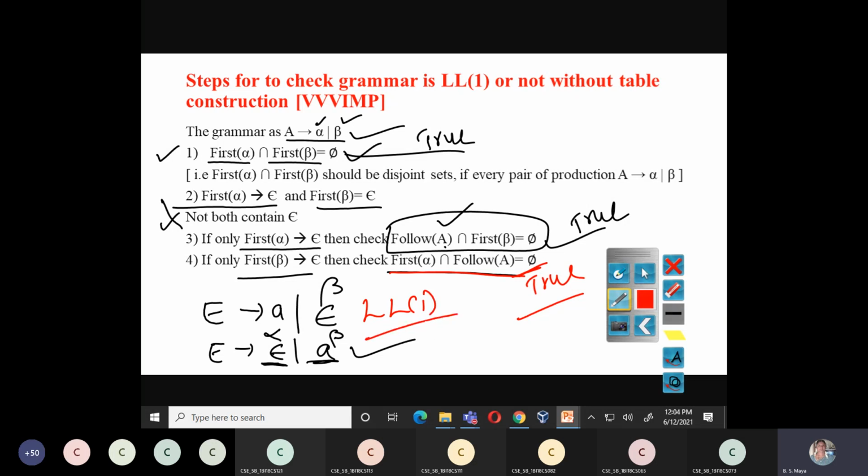If in any one of the productions you have a false condition, if any one of the conditions is not satisfied, then it is not LL1. For example, while combining, you have A B, then first of beta is A. I got a common symbol A, so the intersection is not equal to empty. Then it is called false. Now this condition is false, so you can easily say the given grammar is not LL1. I don't want to do any table; just by the condition being false, I can say the grammar is not LL1.